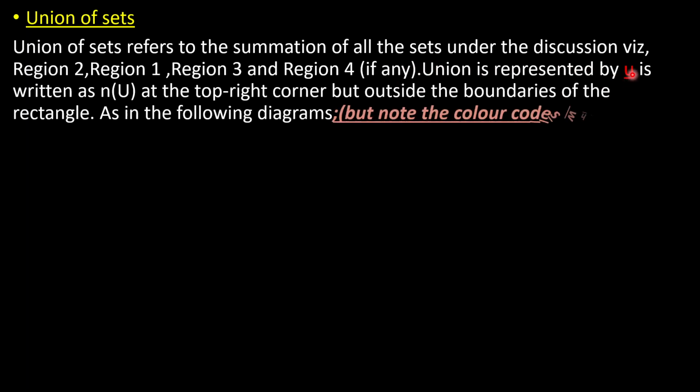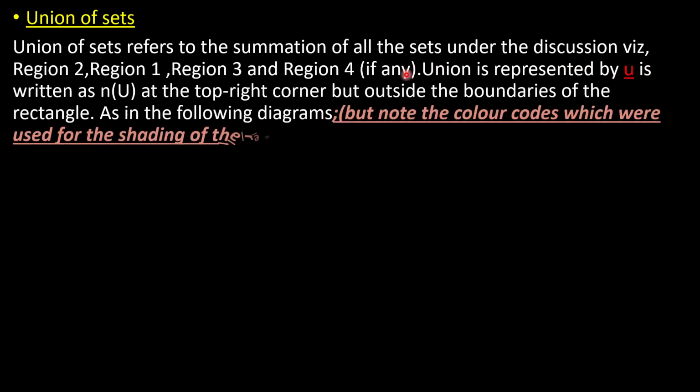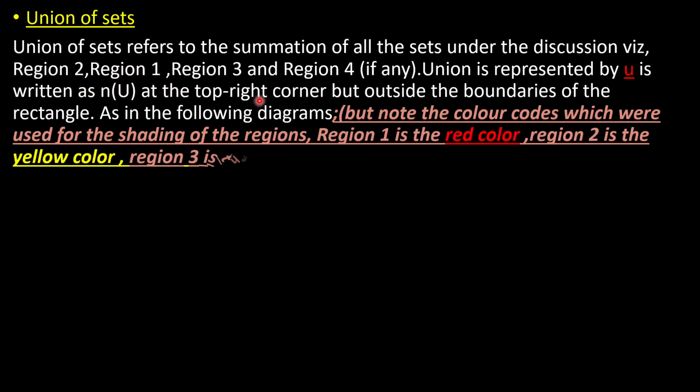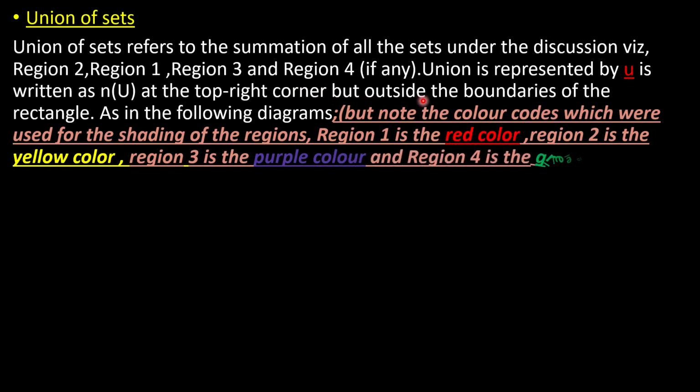The union is represented by U and is written as the number of U at the top right corner of every Venn diagram question, but outside the boundaries of the rectangle, as in the following diagrams. But note the color codes which were used for the shading of the regions. Region 1 is the red color, region 2 is the yellow color, region 3 is the purple color, and region 4 is the green color.